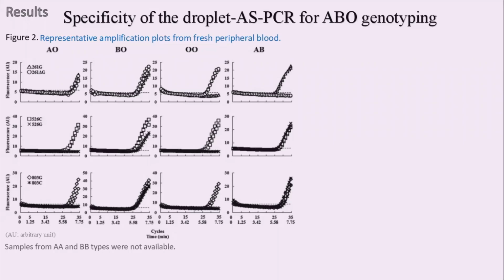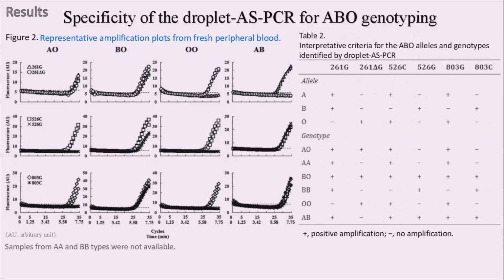Here's the result. Specificity of the droplet-based PCR method for ABO genotyping using genomic DNA extracted from fresh PB. Figure 2 represents amplification plots shown according to the criteria in Table 2. In the SNPs, the droplet-based PCR provided amplification for 261G in AO, BO, and AB types, but not in the OO type, where only 261 delta G was present.